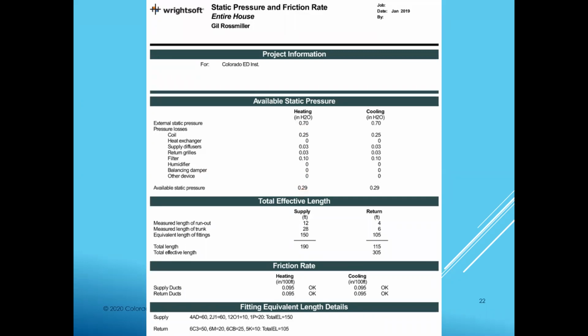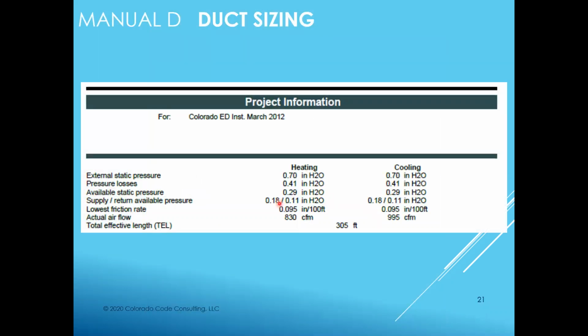So from these, you can't really tell except the pressure loss. Now I've seen a lot where they'll say, oh, the external static pressure is like a 0.5. There are no pressure losses and my available static pressure is 0.5. Clearly that is wrong. It's absolutely wrong. They're always going to have a coil. They're always going to have registers and grills, and they're always going to have a filter.